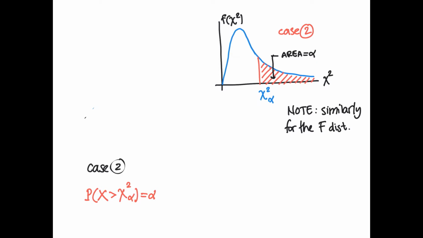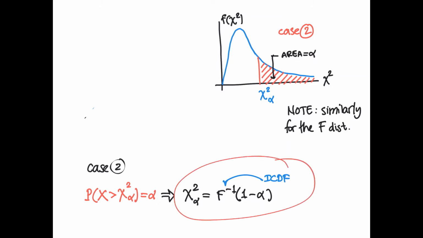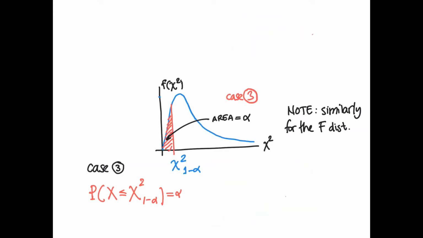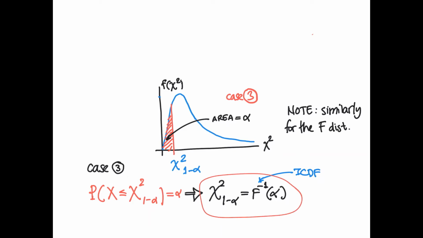This is a one-sided case number 2, where we are looking for a probability that the random variable is greater than chi-square of alpha. That means we're going to be dealing with the inverse cumulative distribution function of the chi-square for 1 minus alpha. And when we're looking for the one-sided case to the left, we have the probability of the variable being less than chi-square of 1 minus alpha equal to alpha, which will give us this inverse cumulative distribution function.